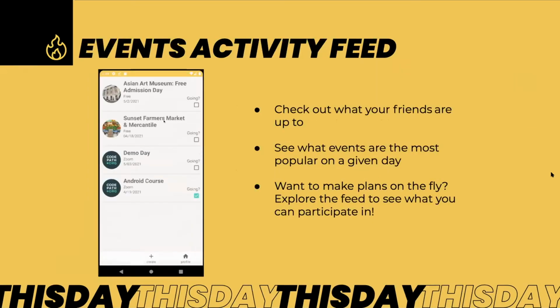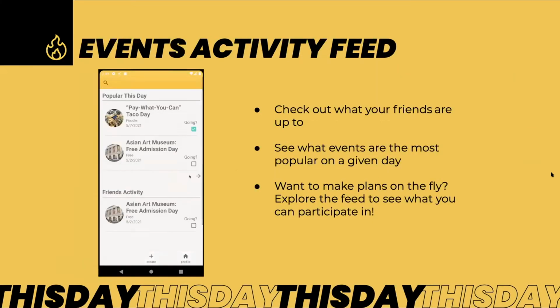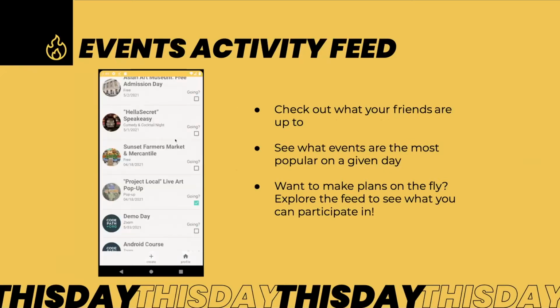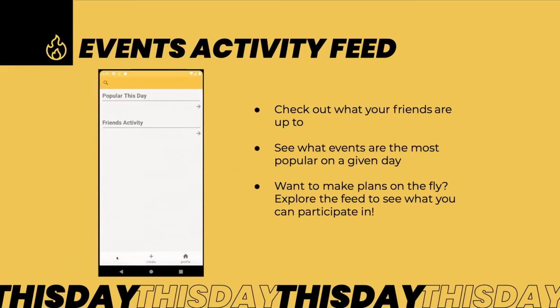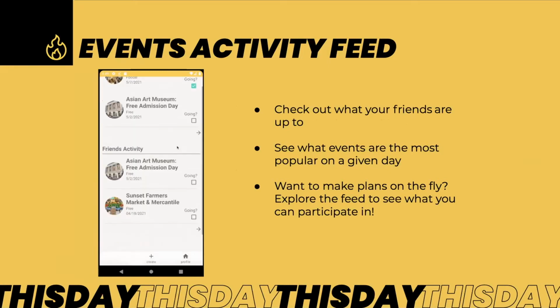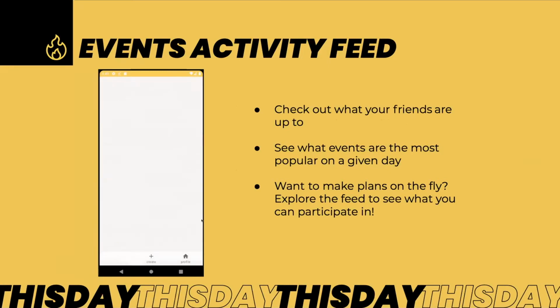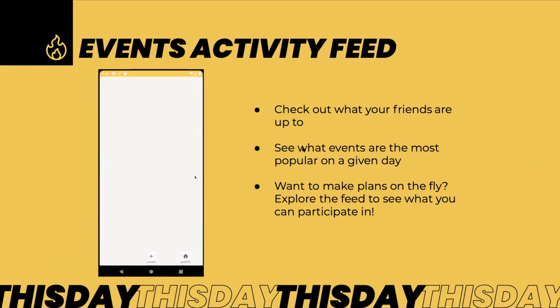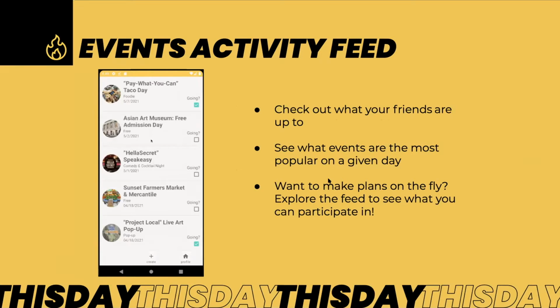This is our events activity feed. This is where you can check out what your friends are up to, see what events are the most popular on a given day, and if you want to make plans on the fly, explore the feed to see what you can participate in that very same day. Also, if you guys see, we like yellow. David Serrano designed this really cool yellow, and we based our whole app around it pretty much.